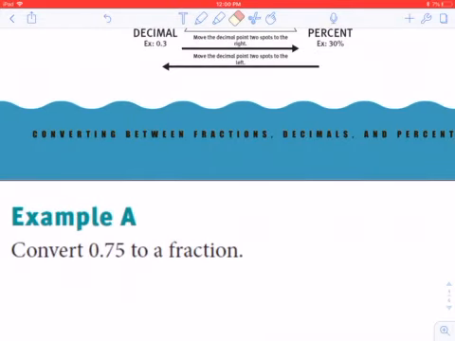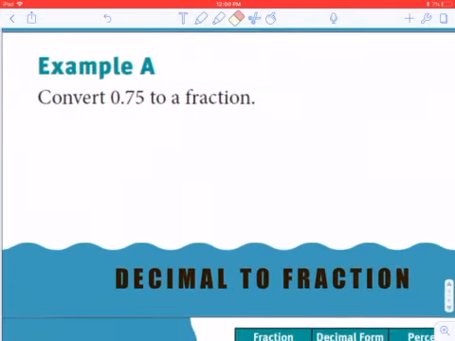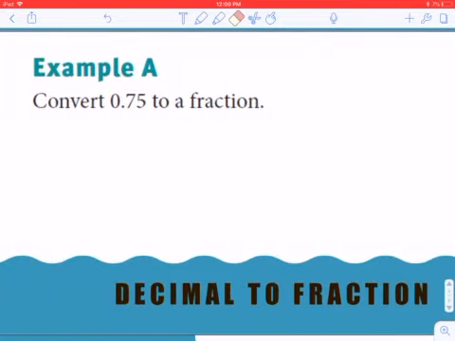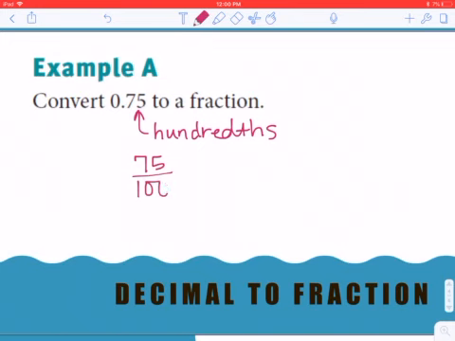The first example we want to do is convert 0.75 to a fraction. So I do this by thinking about what place value I have. And this is 75 hundredths because the 5 is in the hundredths place. So since it's 75 hundredths, I'm going to make it 75 over 100, which can be simplified to just 3/4.